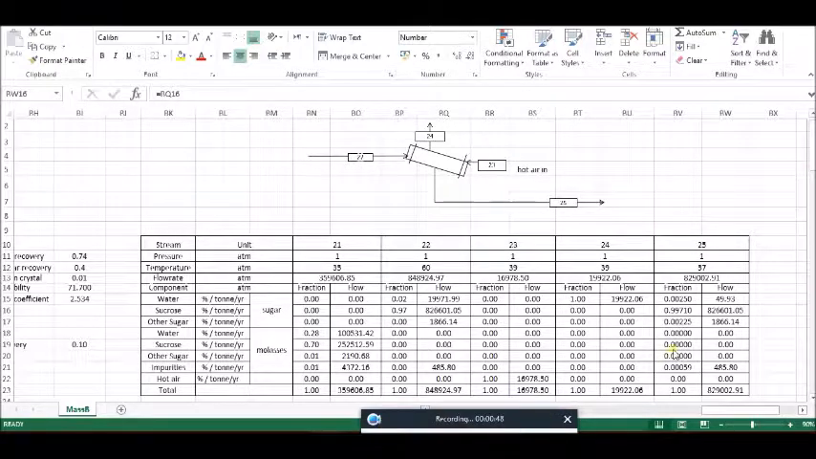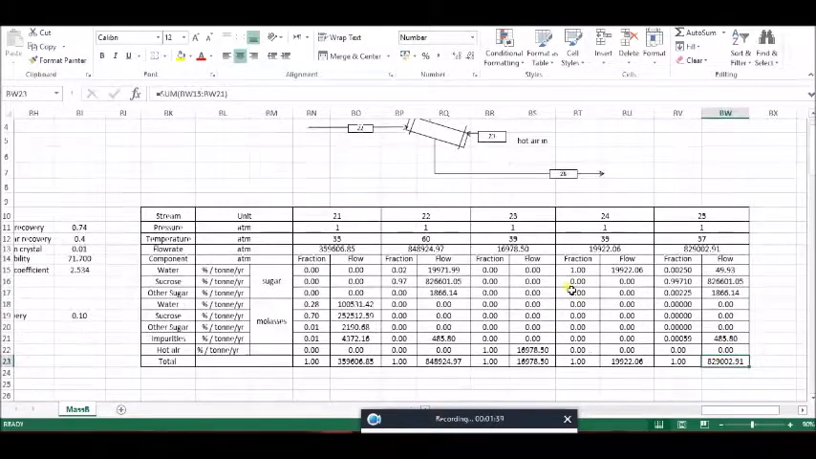We want the fraction of the sucrose to equal 99.7. Back calculate it: we divide the flow of the sucrose we get from stream 22 by the overall flow, so we'll get this. From here we will get the fraction of the water coming out from stream 25. This water will come out from stream 24. So this is what we get for the dryer.